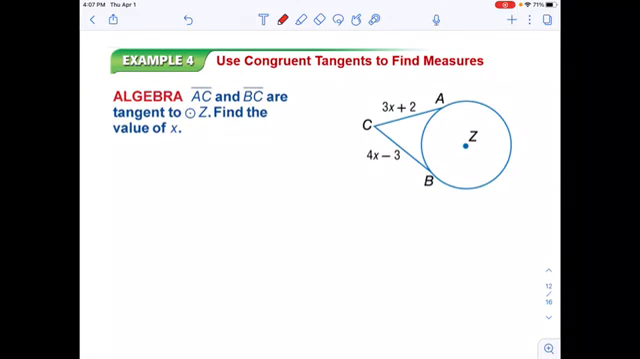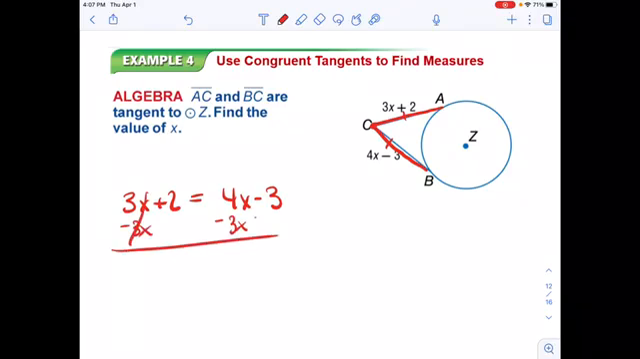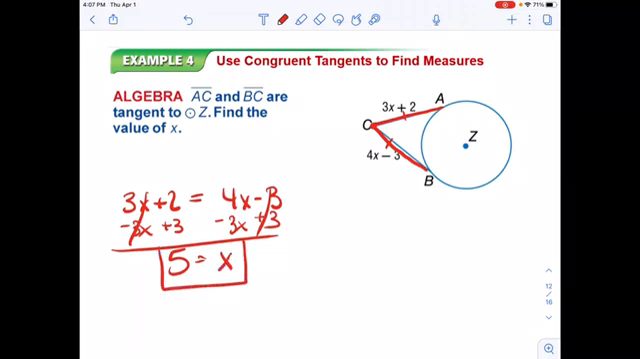So it tells us segment AC and BC are tangent. So tangent, they both meet at the point C. So we can say these are congruent and solve. So 5 is going to equal X, and we're already done with that. If it asks for the segment length, we could go ahead and find it if we wanted.